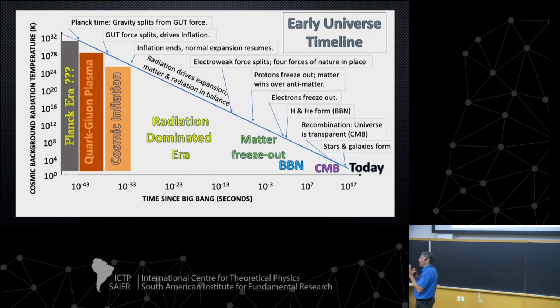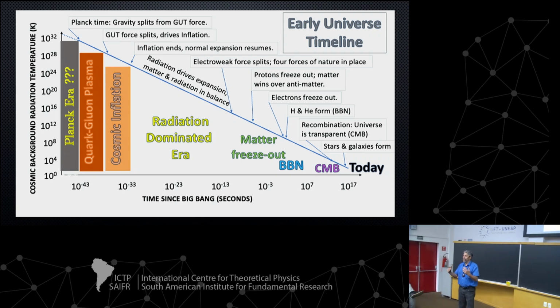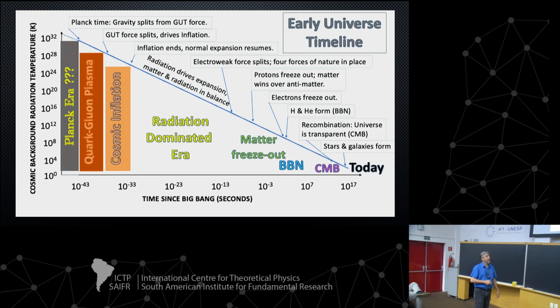The heavier the particle, the earlier it's going to freeze out, because the photons won't have enough energy earlier on. So you can see the protons freeze out, right? And then the electrons freeze out.